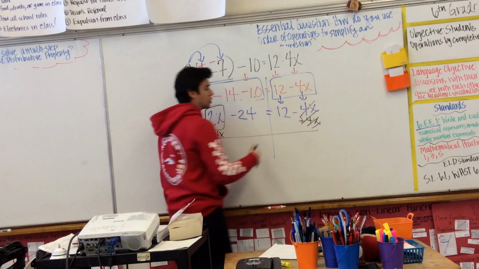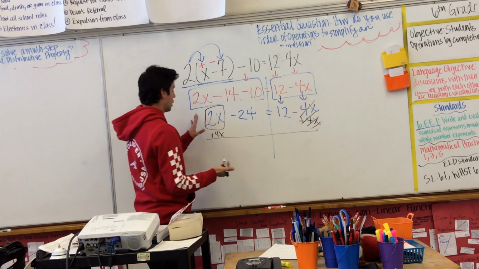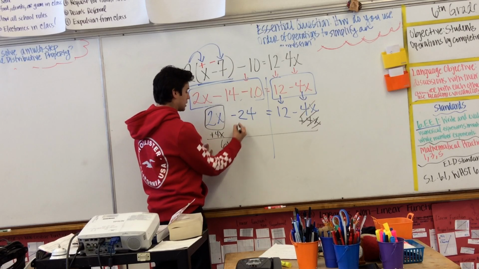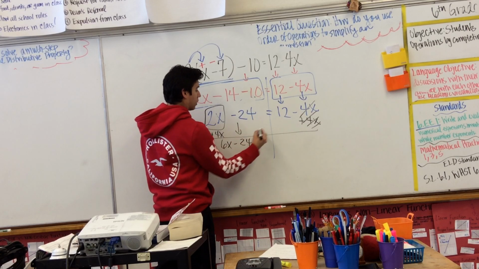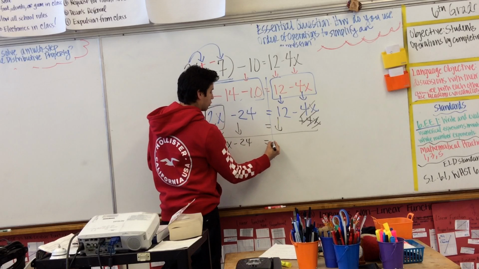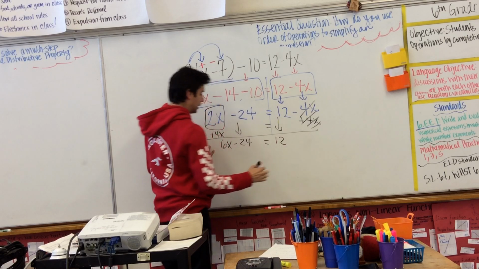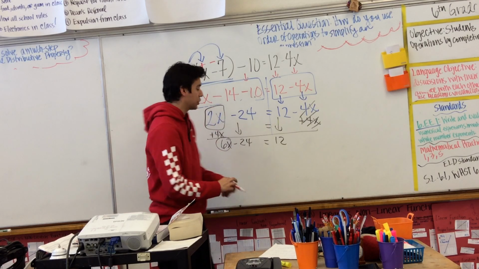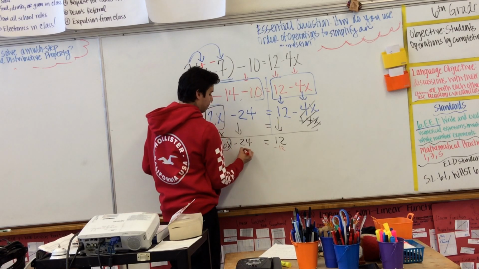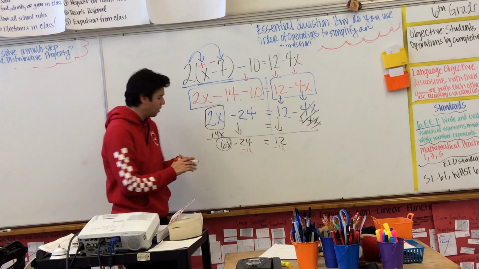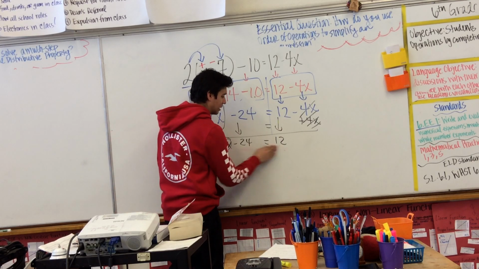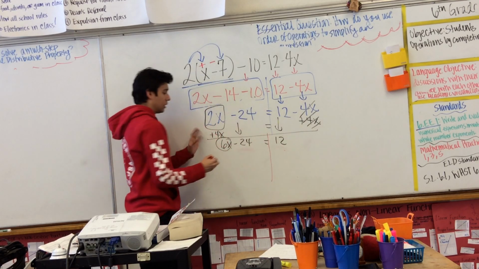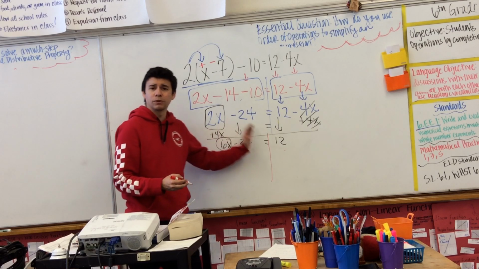That cancels out. There's no such thing as a 0x. 2 plus 4 is 6x. Drop the minus 24. Drop the equal sign. Drop the 12. There it is. Circle the variable. Please do not say you're going to do minus 12. No, you're not doing that. Heck no. You focus on the side where the bubble is.